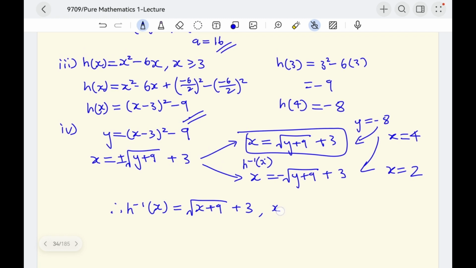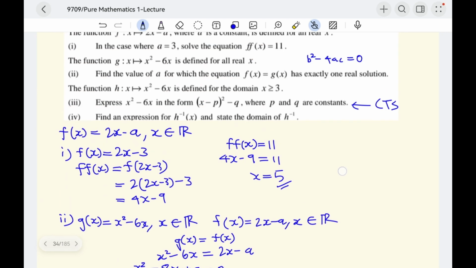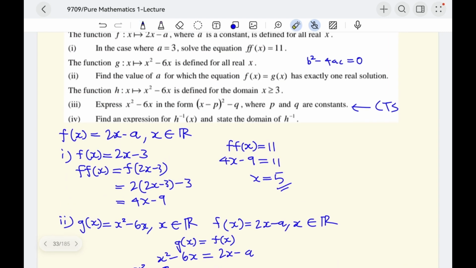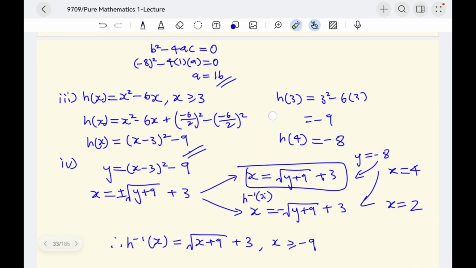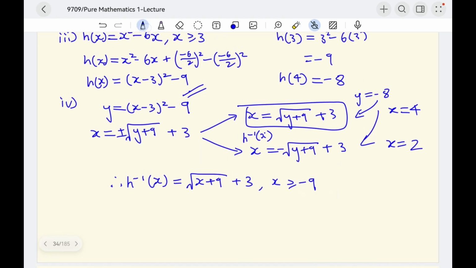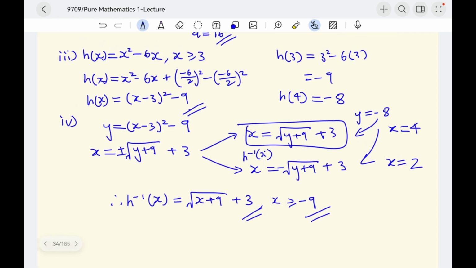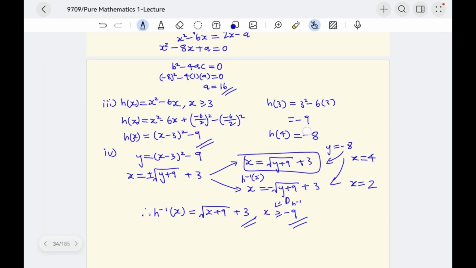Where x is greater or equal to negative 9. And for the fourth question, it wants you to state the domain of the hx. I've stated it over here, so that's the answer for the fourth part. I must indicate that here is the domain of the inverse h. So that's all for this question.